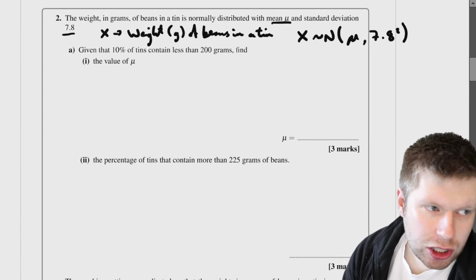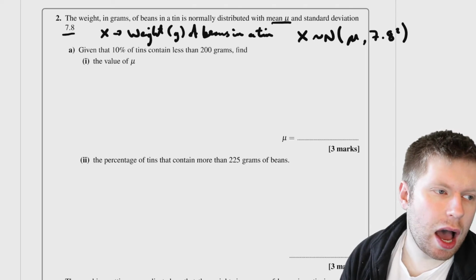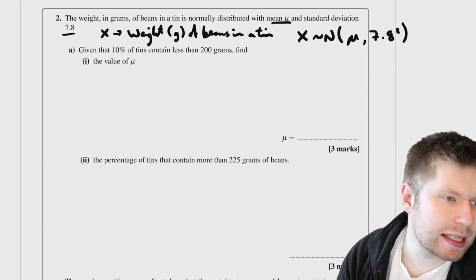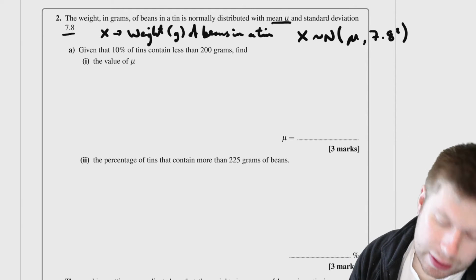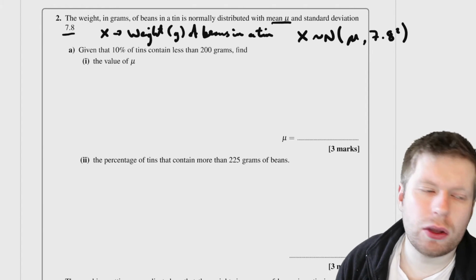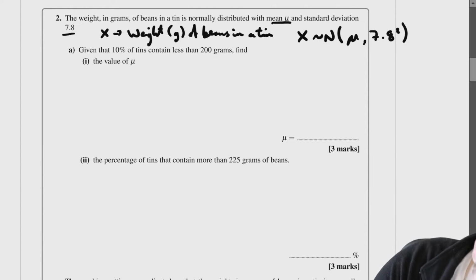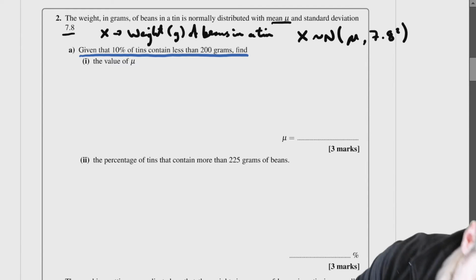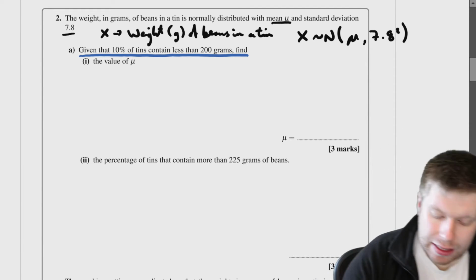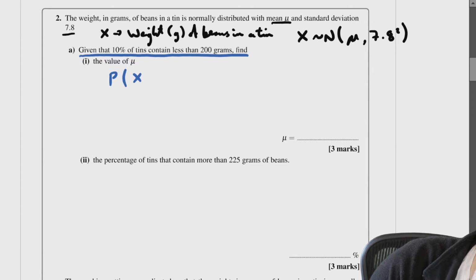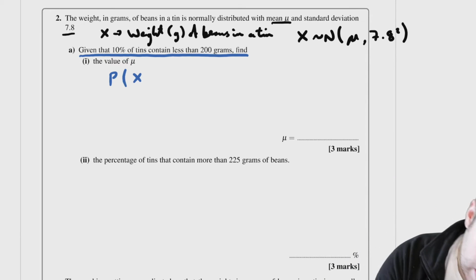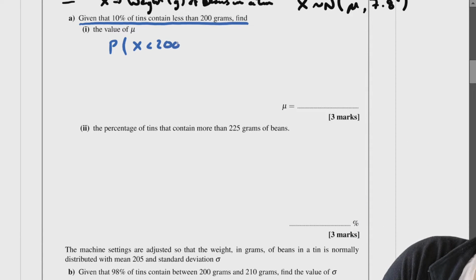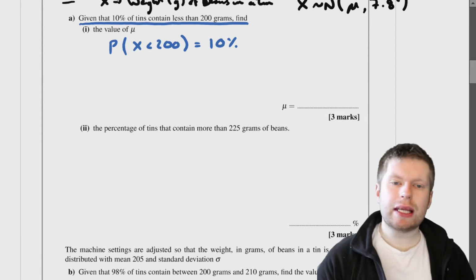Okay. Now we're told that given that 10% of cans, of tins, contain less than 200 grams, find the value of mu. So first of all, let's think about this sentence here. The 10% of tins contain less than 200 grams. What that means is that if I'm looking for the weight of beans in a tin, so the X, to be less than 200, I'm told that that should be equal to 10%. That's what that sentence literally means, okay?